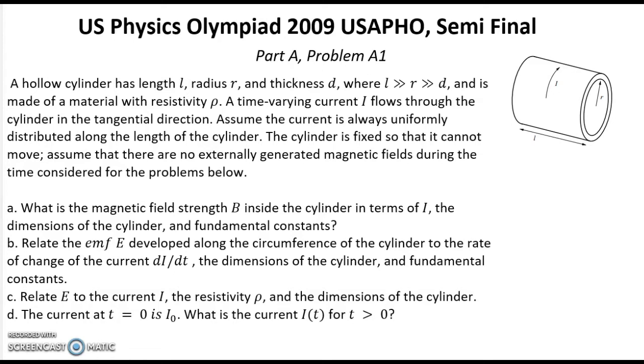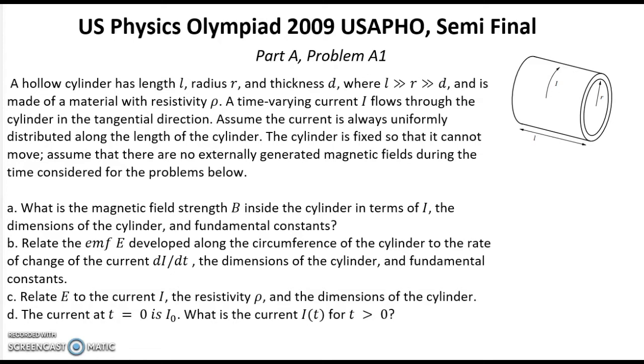Now, part A, problem A1. A hollow cylinder has a length L, radius R, and thickness D, where L is much greater than R, which is much greater than D, and is made of a material with a resistivity ρ.